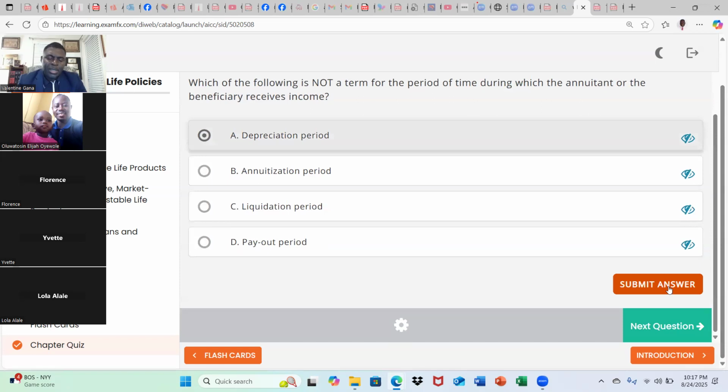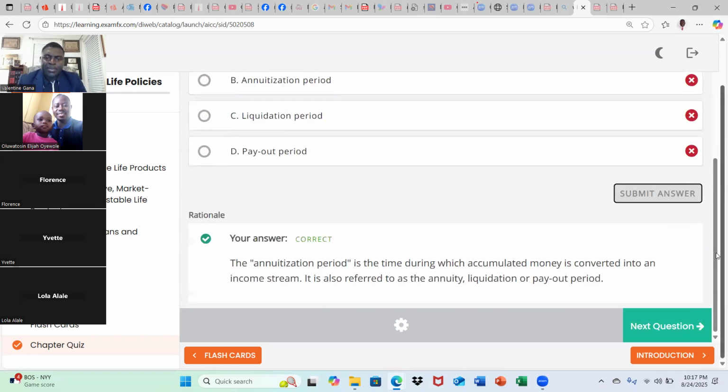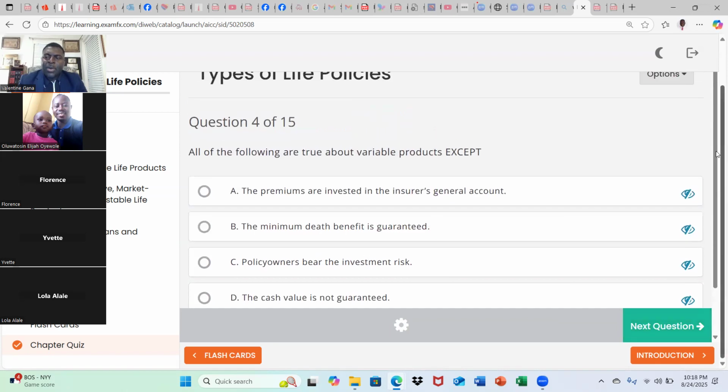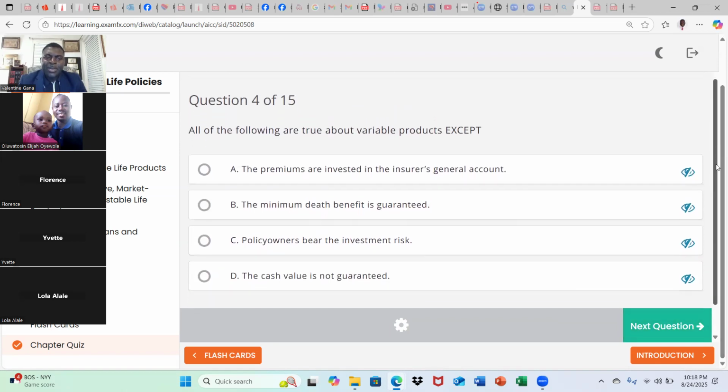Submit the answer, and that's correct. The annuitization period is the time during which accumulated money is converted into an income stream. It is also referred to as the annuity, liquidation, or payout period. So remember that there are chances you'll see that in an exam. I'm going to go a little faster because it's getting late and it's a Sunday night.